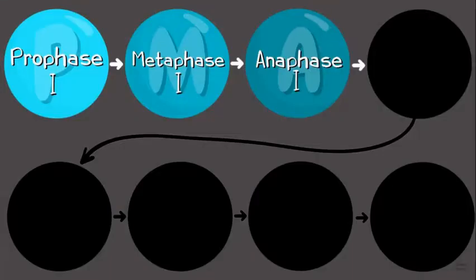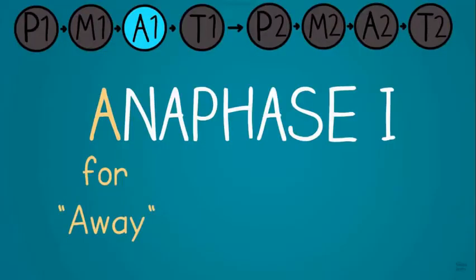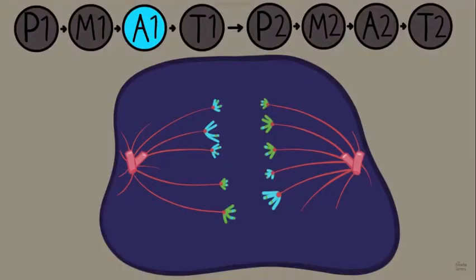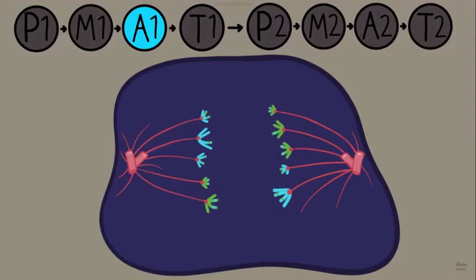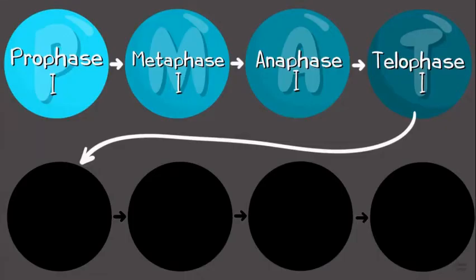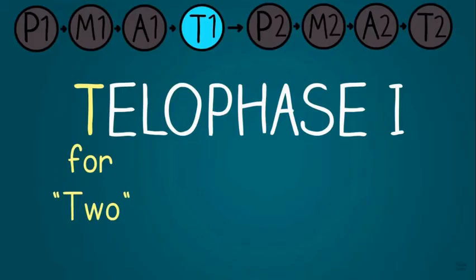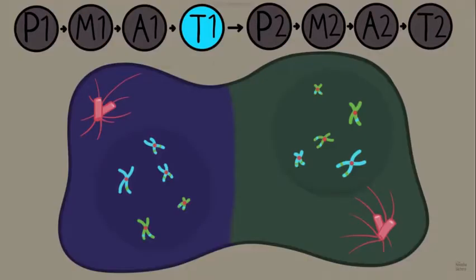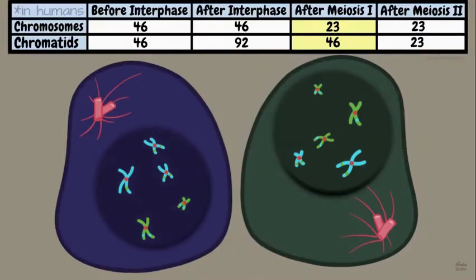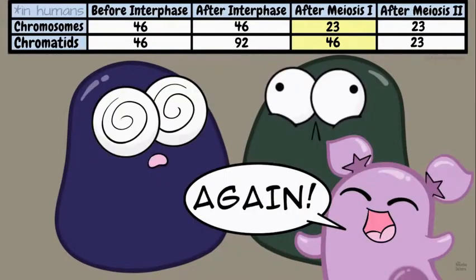Now during anaphase one, think of A for away because the chromosomes are going to be pulled away by the spindle fibers. Then we end with telophase one, where you have two newly formed nuclei, and it becomes obvious that you're going to end meiosis one with two new cells. Cytokinesis follows with splitting the cytoplasm. But we're not done yet.